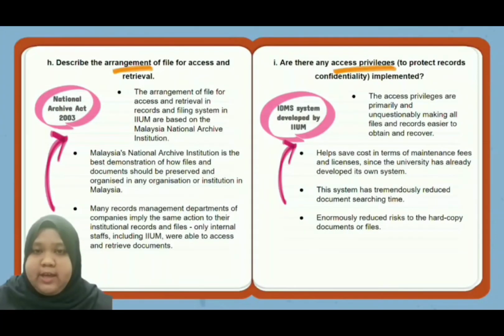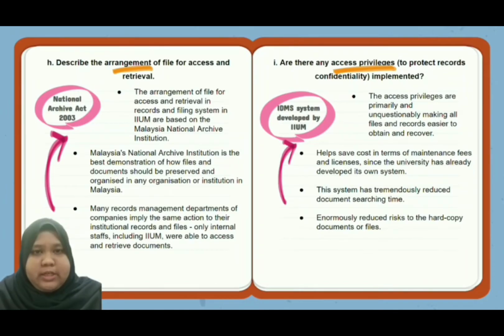Next question, H, is to describe the arrangement of files for access and retrieval. The arrangement of files for access and retrieval in IIUM is based on the National Archive institution, as it serves as the best demonstration of how files and documents should be preserved. Using the National Archive Act 2003, many organizations implemented the same action in their internal archives, including IIUM.